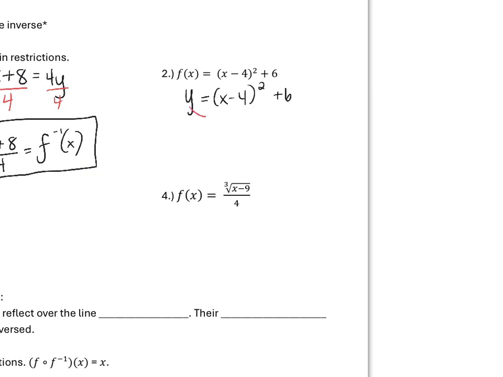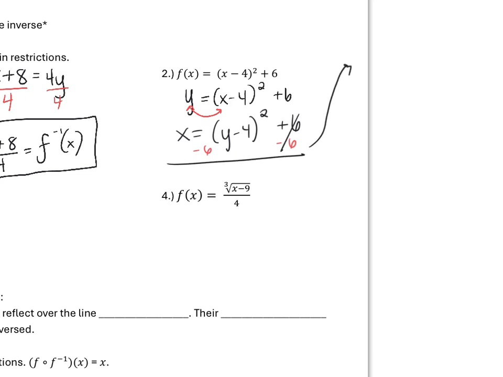Then switch x and y. So we get x equals y minus 4 squared plus 6. And then solve algebraically. So subtract 6 from both sides. x minus 6 equals y minus 4 squared. How do we get rid of that squared? Square root. We're going to square root both sides to get rid of that.